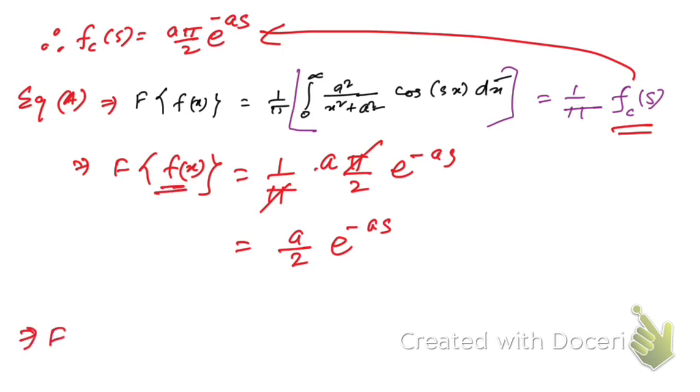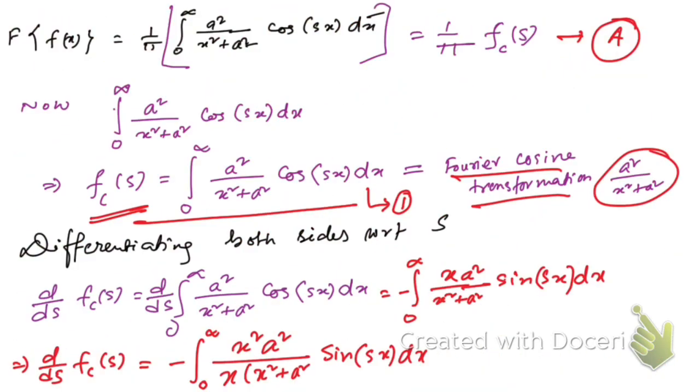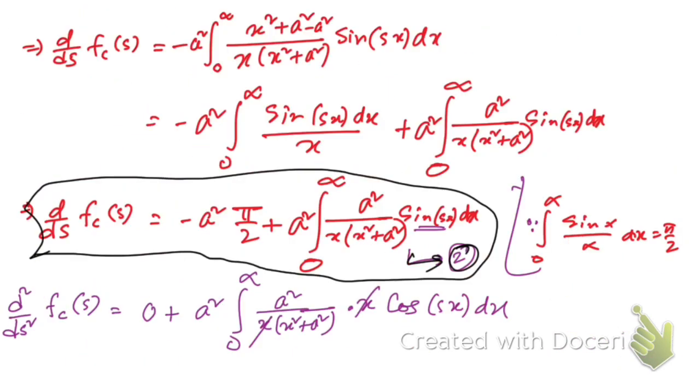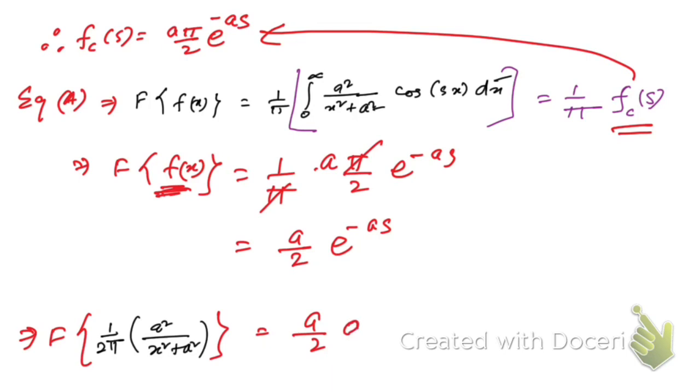This is the answer, and this is nothing but, just wait, small f of x means, what was small f of x? Here you see, this is the small f of x, right? So let us copy this one. So the Fourier transformation of small f of x, that is the Fourier transformation of this, is equal to a by 2 e to the power minus as. That's how we can solve. So this is our answer.